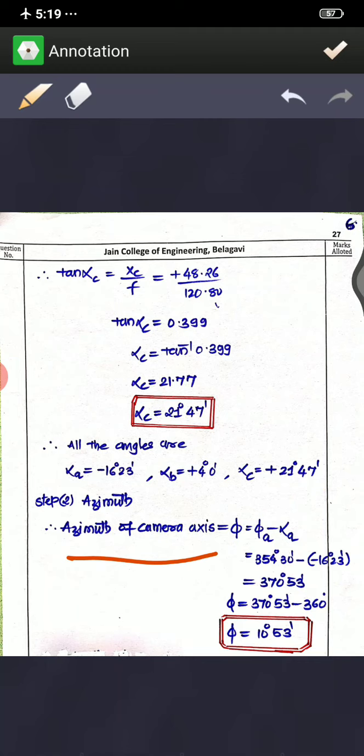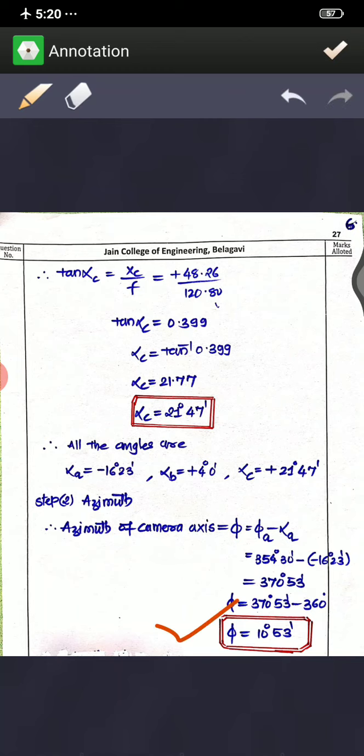Now here, azimuth of camera axis, that psi, is equal to psi A minus alpha A. That psi A is given in this problem, that is 354 degree 30 minutes, minus of minus, alpha is minus, so it is minus of minus 16 degree 23 minutes. Because it is minus of minus, it is going to be adding, so you are going to get 370 degree 53 minutes. Now it is more than 360, so you have to deduct 360, and you will be getting psi as 10 degree 53 minutes. Now this is your azimuth of the camera axis.